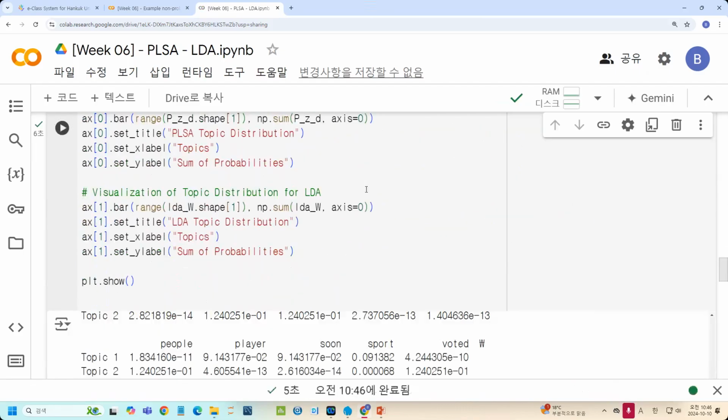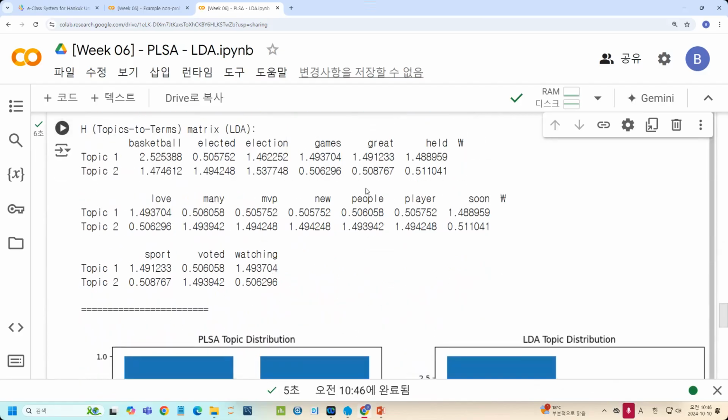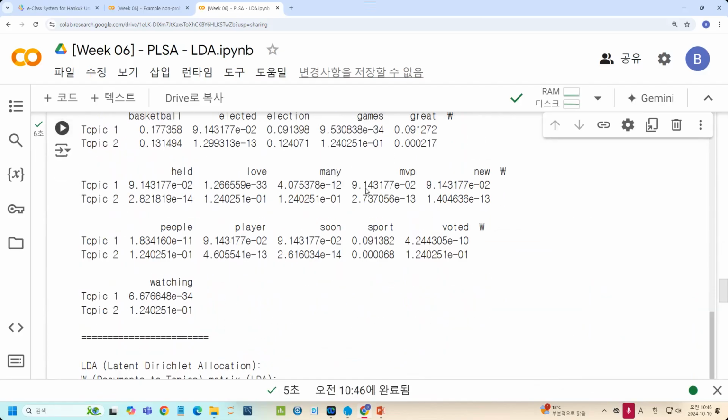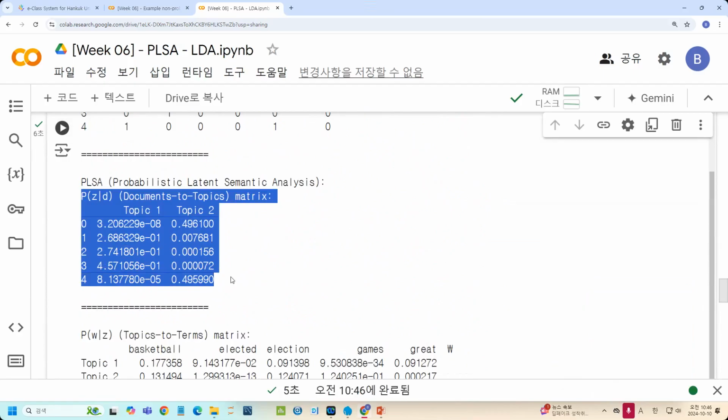So is it combines with the LDA? Oh wait. Oh, okay. So this is the PLSA. You can see this is the PLSA result.